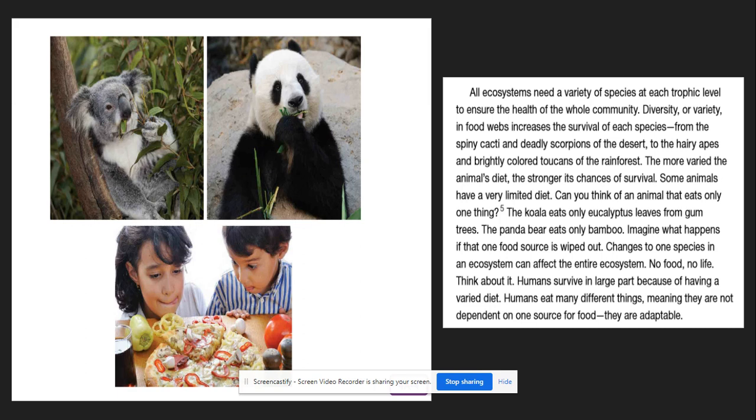Humans survive in large part because of having a varied diet. Humans eat many different things, meaning they are not dependent on one source for food. They are adaptable.